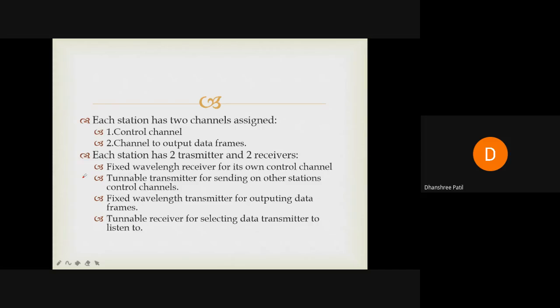Now we will see. We have seen the control channel, and the second one is the output channel, which is called the data channel. So each station has two transmitters and two receivers.